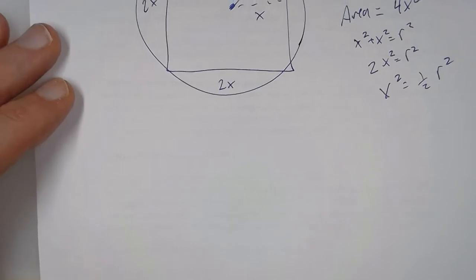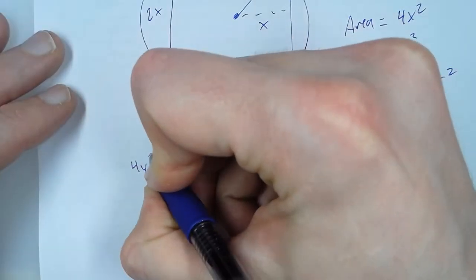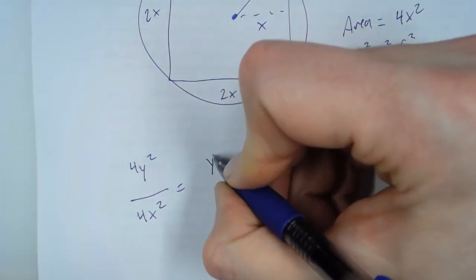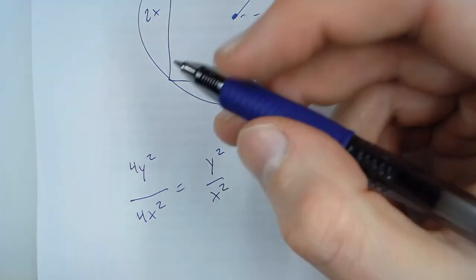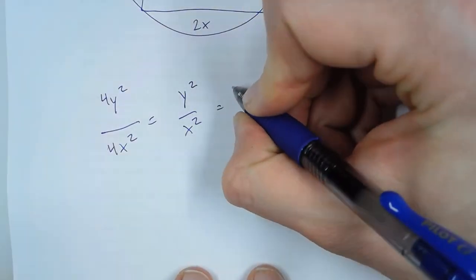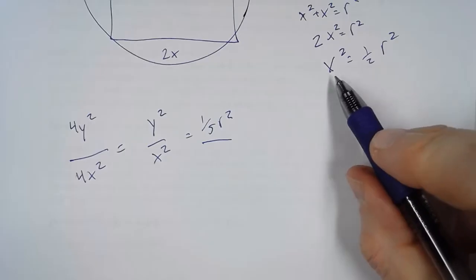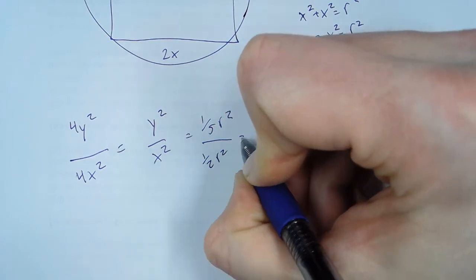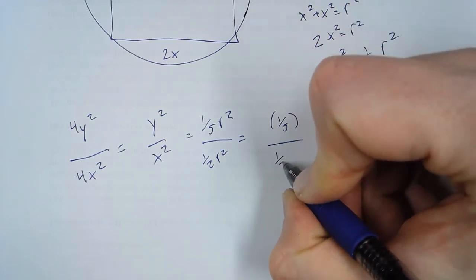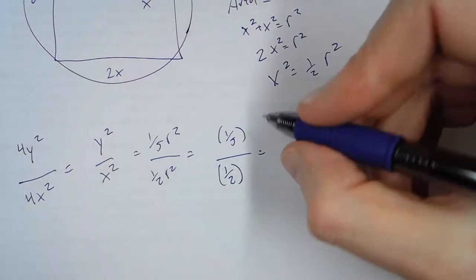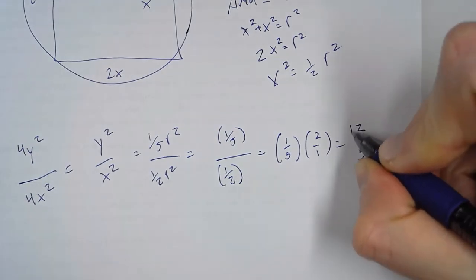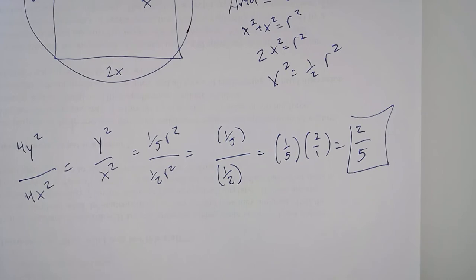Now what do we want? We want the ratio of the two areas, which is 4y squared over 4x squared. Well, the 4's can cancel, so we're left with y squared over x squared. Now we can replace y squared with what we found it equal to up above, 1/5 r squared. And down here we can replace x squared with 1/2 r squared. So the r squareds cancel, so all we're left with is 1/5 all over 1/2. And when we divide fractions, we multiply by the reciprocal. So we get an answer of 2/5. That's our ratio of the two areas. There's our answer, and we're done.